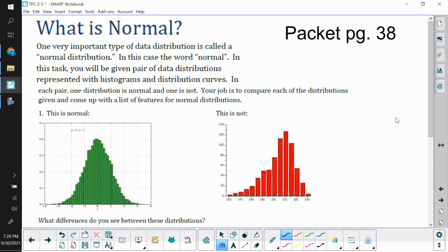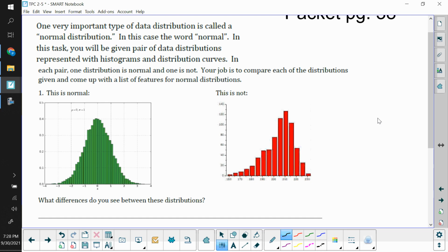So we're going to be on packet page 38. And what we're going to do is look at a whole bunch of examples versus non-examples to get an idea of what a normal distribution should look like. So the one on the left on the top is what would be considered an approximately normal distribution. The one on the right is not. Notice the one on the right is a bit of a left skew. It has a little bit of tail to the left.